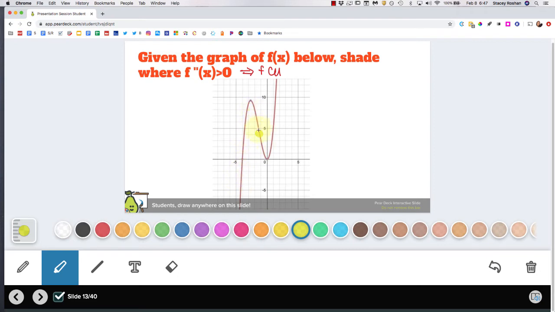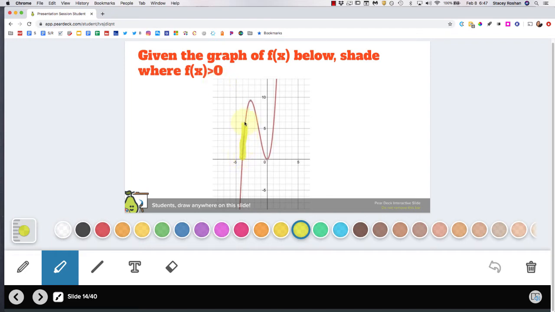Going from unhappy, it turns up to happy around there and forever on. So that is where it is concave up. Where is f of x greater than 0? F of x greater than 0 means that the function itself is greater than 0. The y value is greater than 0. So the y values are positive there. Okay? That's just saying, where is y positive?